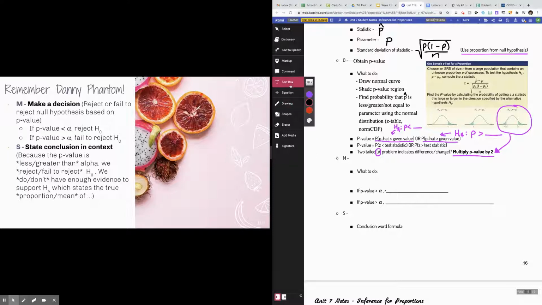Okay? And then the last 2 steps here are your conclusion steps. So M stands for make a decision. What to do at this step is decide if you're going to reject the null or fail to reject the null based on your p-value and your significance level. Remember, your significance level is like your standards. So if the p-value is less than your alpha value, less than your cutoff, you're going to reject the null, so you're going to reject H sub O. If the p-value is greater than alpha, you are going to fail to reject the null.